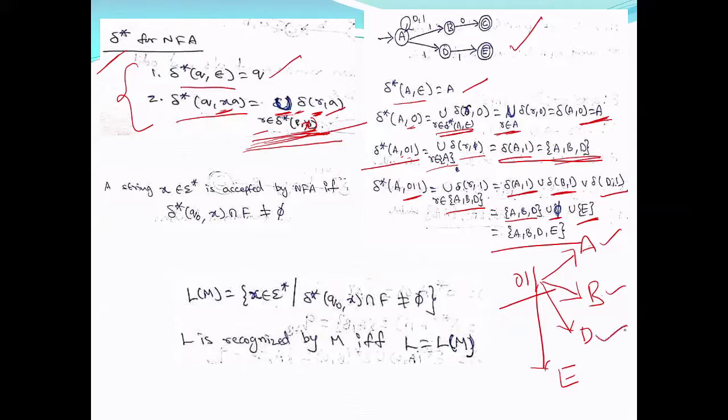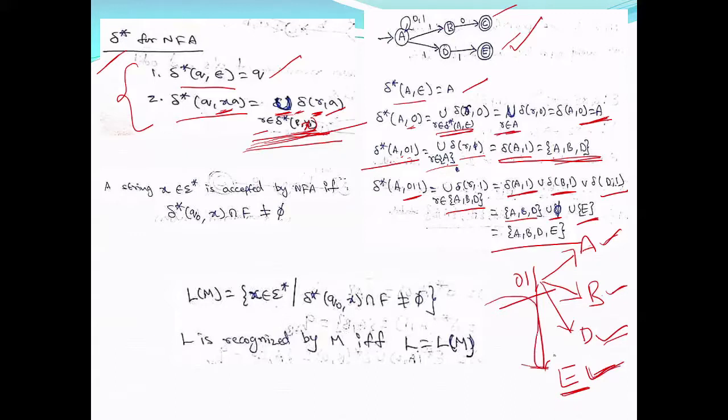Now, how to say whether this input string is accepted or not? Among all these paths, there may be more than one, at least one of these should be a final state. Then your input string is accepted. What are your final states? C, E. That is one final state. Hence, your input string is accepted.